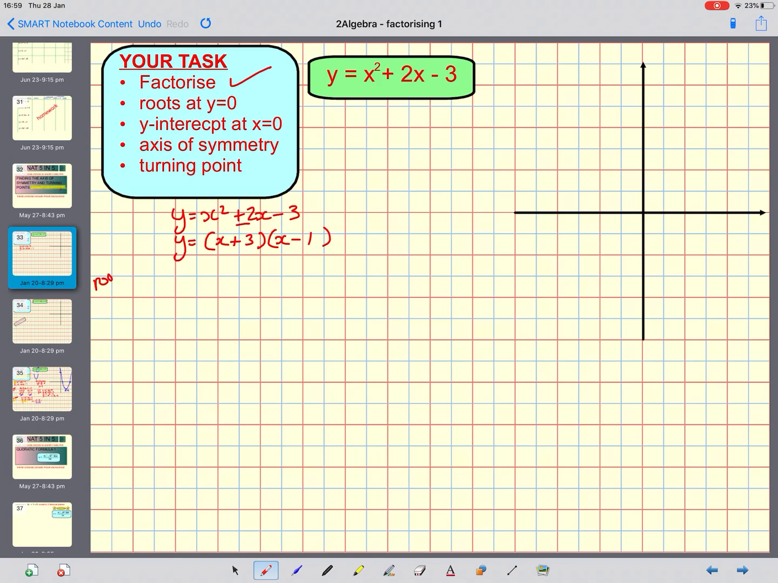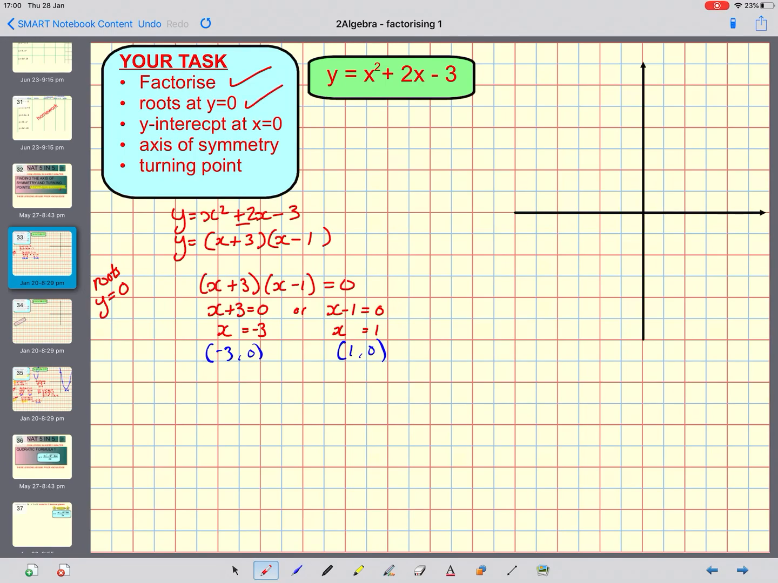We're now going to find the roots. They occur when y equals 0. So x add 3 and x take away 1 all equals 0. Take each bracket separately and make it equal to 0. So x equals negative 3, sorry. Or x take away 1 equals 0, so x must equal 1. That is the roots. If you want to go an extra step and write the coordinates, it would be negative 3, 0 and 1, 0.